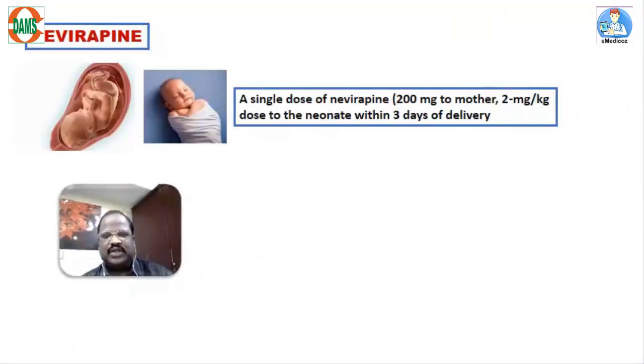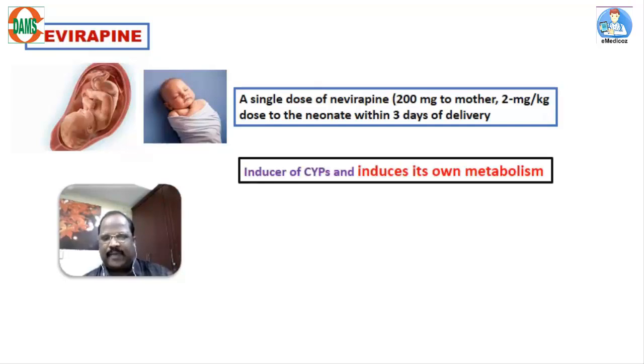Nevirapine, one of the NNRTIs, is used as a single dose therapy, that is 200 milligram to the mother at the time of delivery and 2 mg per kg dose to the neonate within 3 days of delivery. This is very useful to prevent vertical transmission of infection from mother to baby. That's a huge advantage of Nevirapine. Nevirapine has microsomal enzyme induction property, thereby causing many drug interactions. But you should also note Nevirapine has auto-induction property. That means it induces its own metabolism, so the Nevirapine dose should be periodically increased.